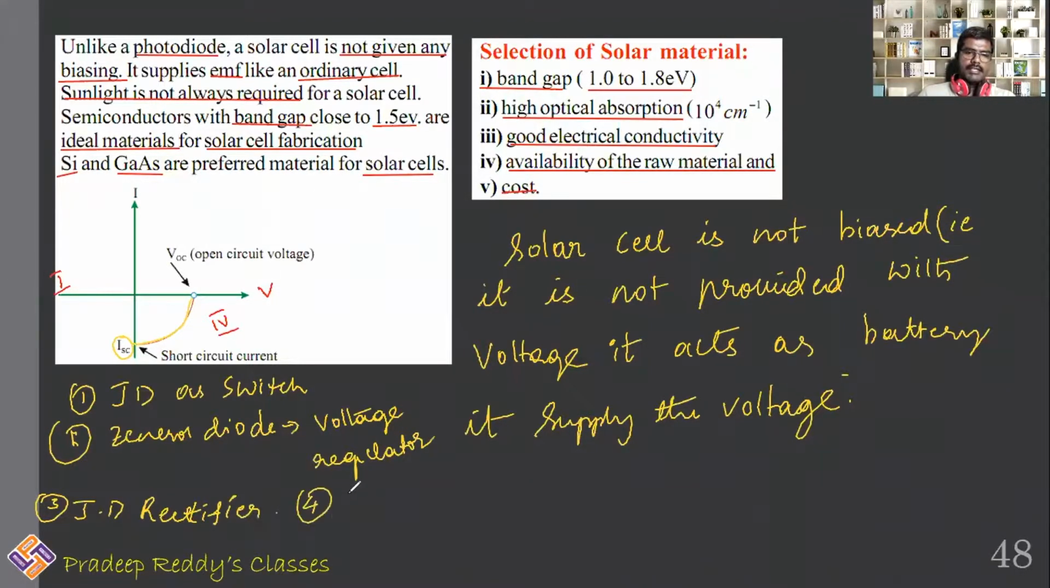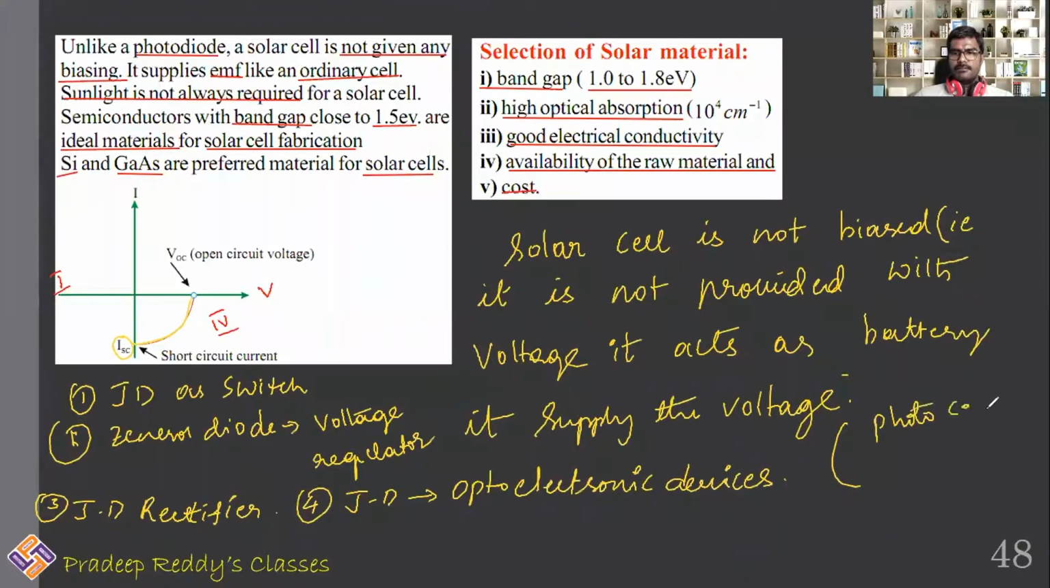Number four, junction diodes are used in optoelectronic devices. Optoelectronic devices are the photocell or photodiode, number two, light emitting diode, and number three, solar cells. Right? These are the three optoelectronic devices which are manufactured with a junction diode.